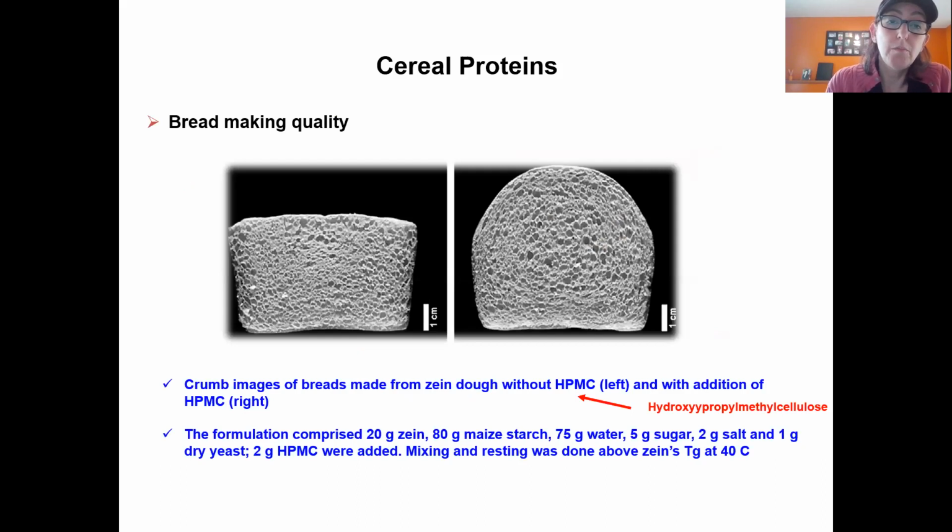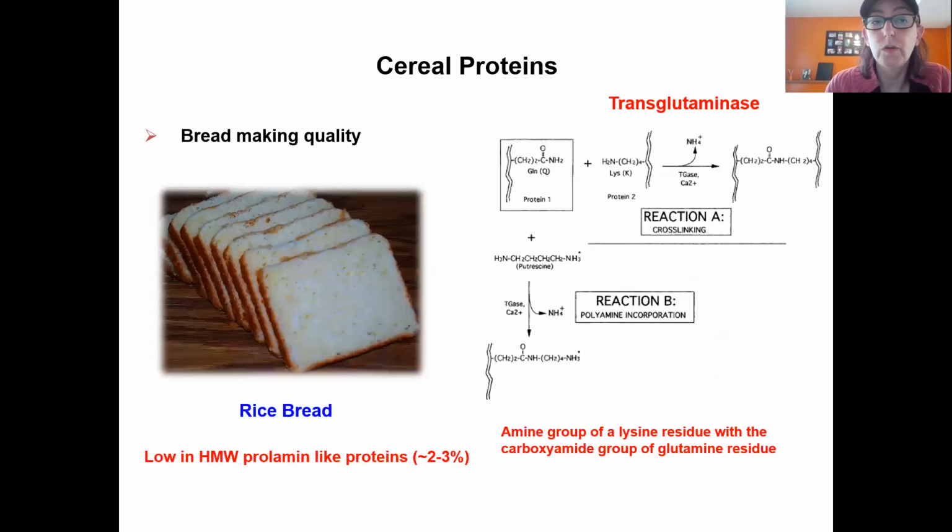Ways to enhance bread from corn is adding hydrocolloids like hydroxypropylmethylcellulose, which can enhance the structural properties of the bread. Or if we want to formulate, in this case, with rice, it is also low in high molecular weight prolamins. We can use transglutaminase, which is an enzyme that promotes covalent linkages between the amine group of lysine and the carboxyamide group of glutamine.